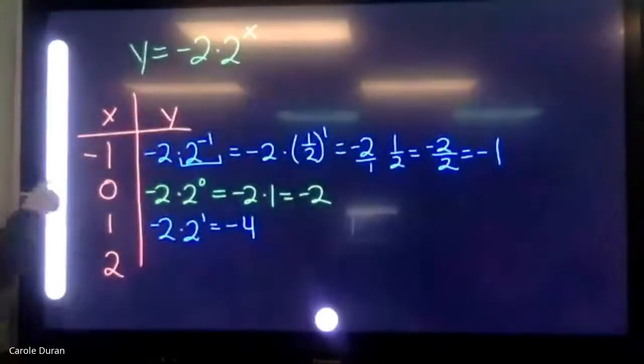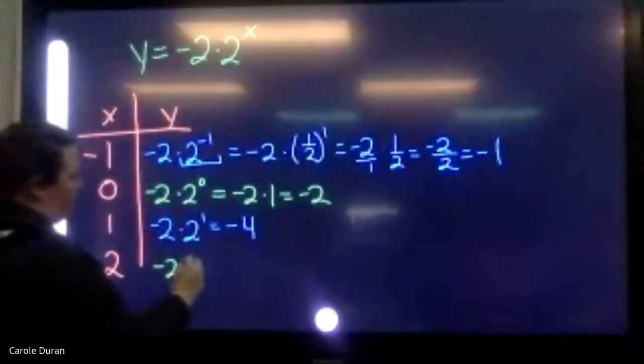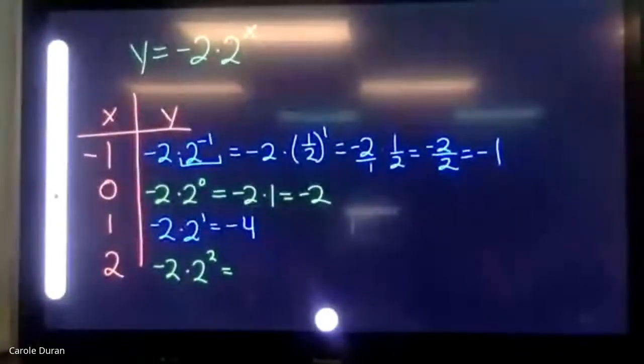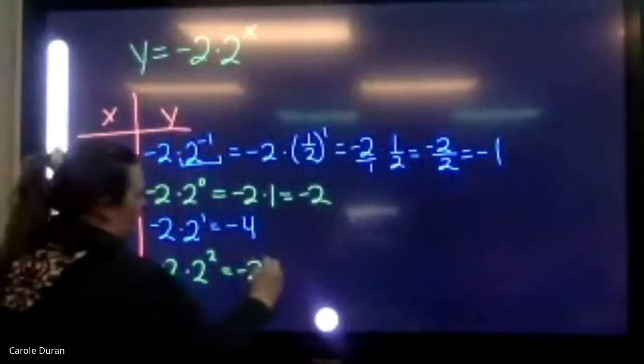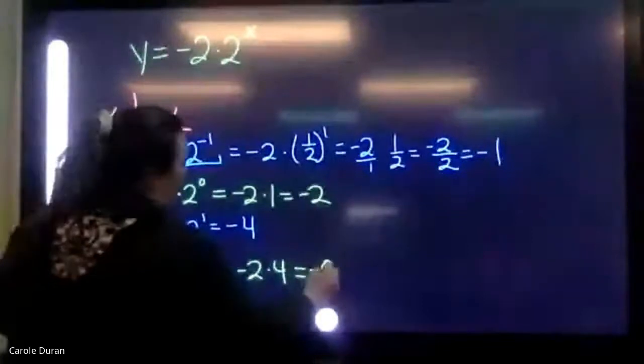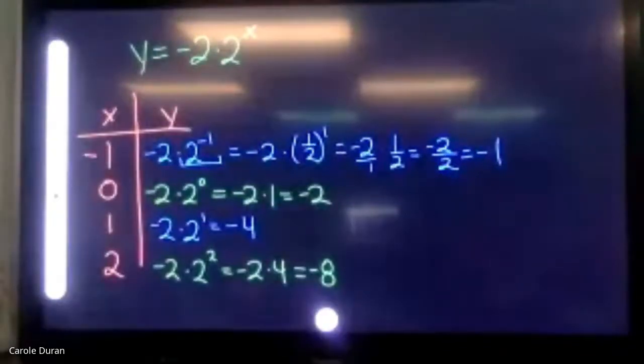And then our last one, I have -2 times 2 to the 2nd power. Hannah, which one of these am I going to do first? Okay, so what happens when I take 2 and square it? I get 4, and then what do I do with that 4? -8, good. So we end up with -2 times 4 because 2 squared is 4. -2 times 4 is -8. I have my 4 points, and now I can go ahead and graph them.